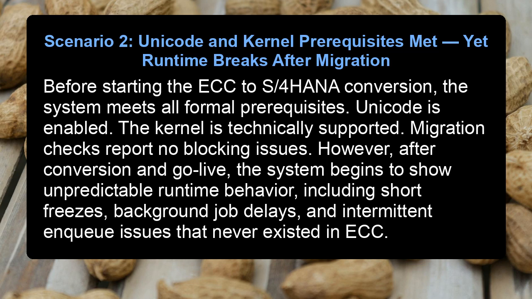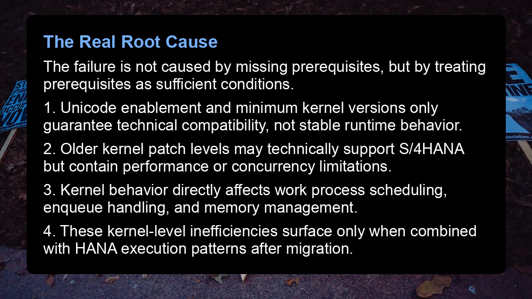However, after conversion and go-live, the system begins to show unpredictable runtime behavior, including short freezes, background job delays, and intermittent queue issues that never existed in ECC. The real root cause: the failure is not caused by missing prerequisites, but by treating prerequisites as sufficient conditions.